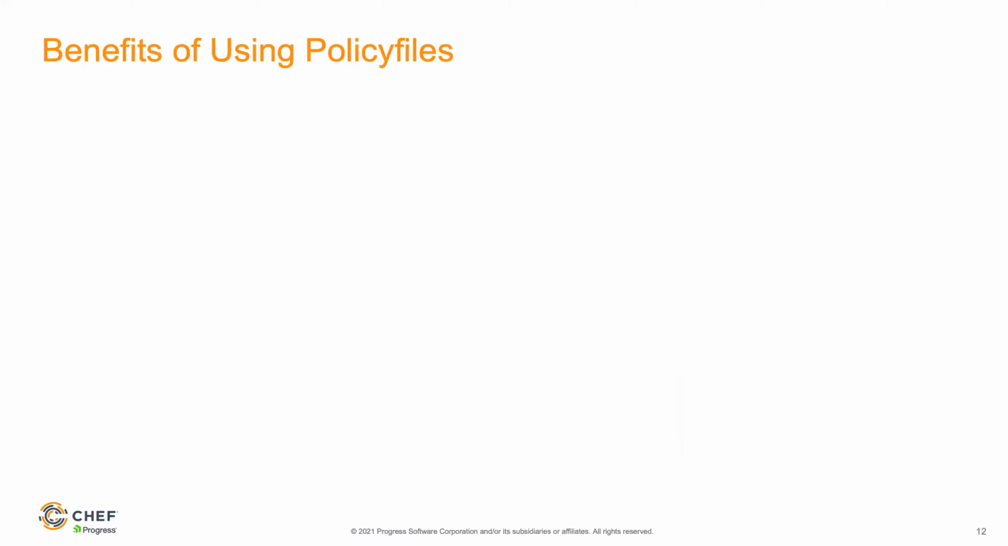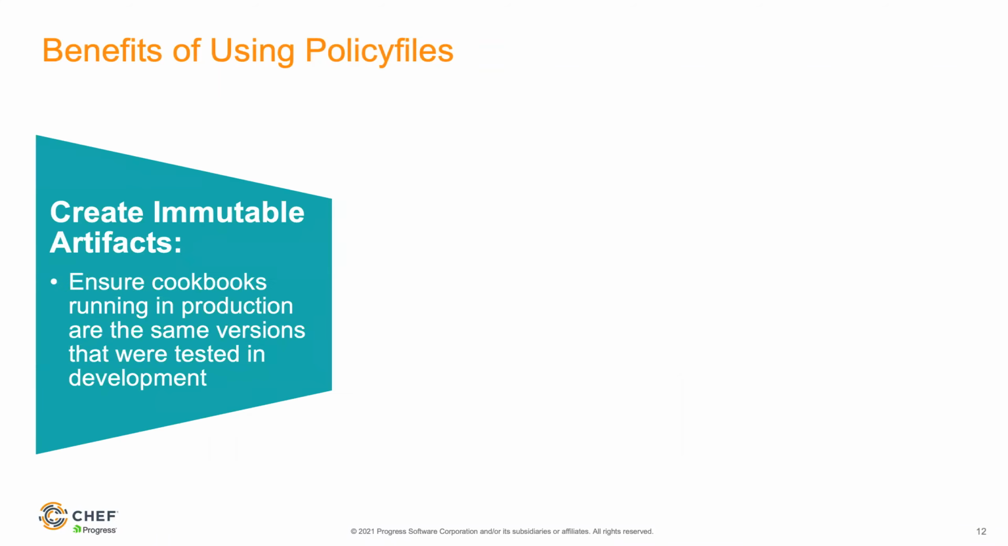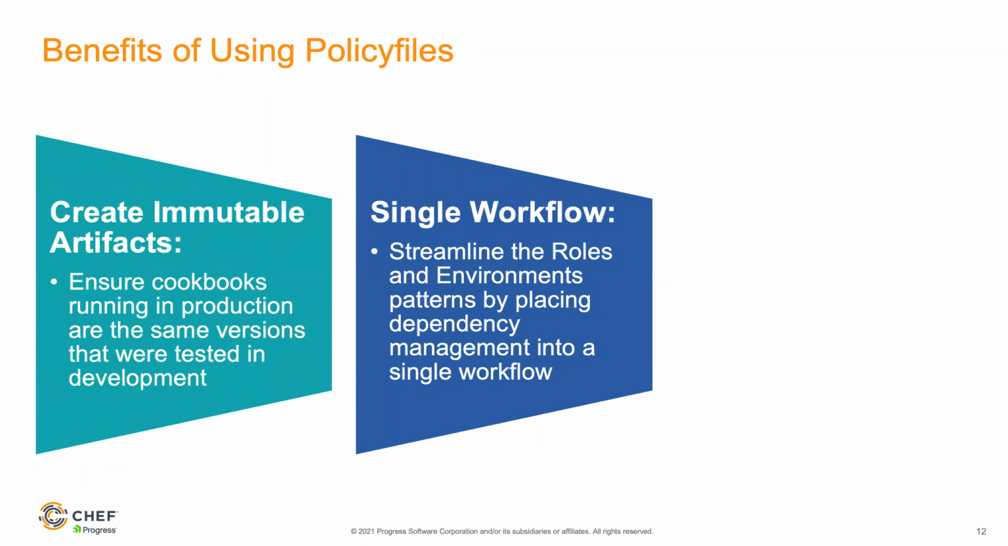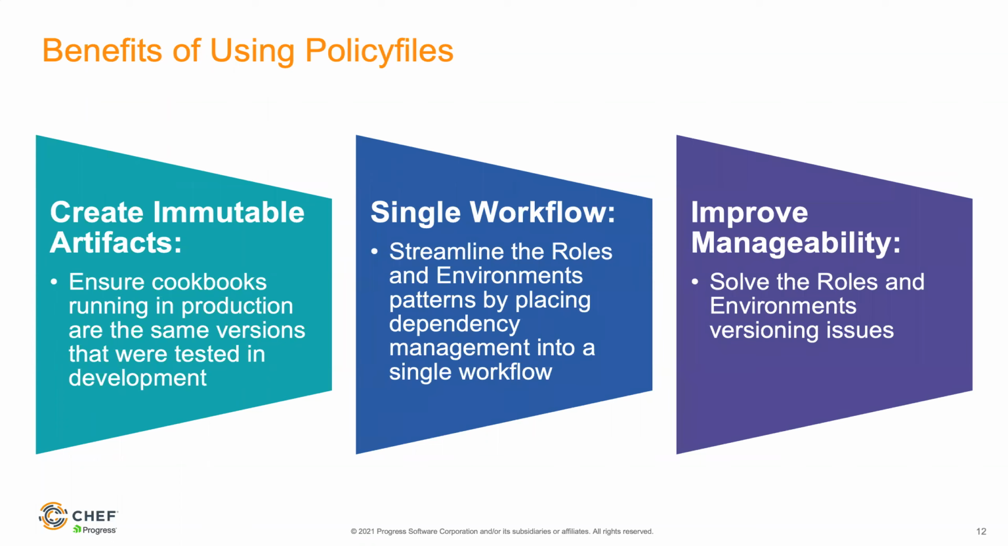So just to summarize what we discussed today, I know we are running out of time, but using Chef policy files, you can make sure that your cookbooks are running the same version in production that you tested while it was in development, which means you have created immutable policy files or immutable artifacts. It also streamlines the roles and environment patterns by placing dependency management into a single workflow. And finally, and most importantly, it solves the entire problems around roles and environment versioning.